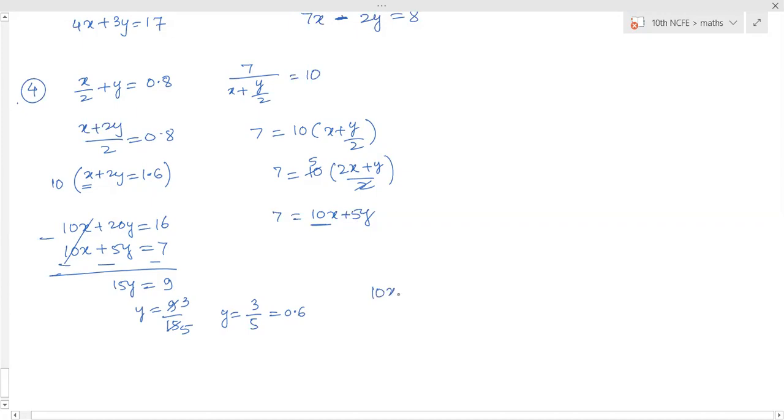I will substitute in 10x. Ma'am, for x I got 0.4. Yes, right. 10x plus 3 is equal to 7. 10x is equal to 4. x is equal to 4 by 10. x is equal to 0.4. Or if you substitute 3 by 5, the 5 gets cancelled.